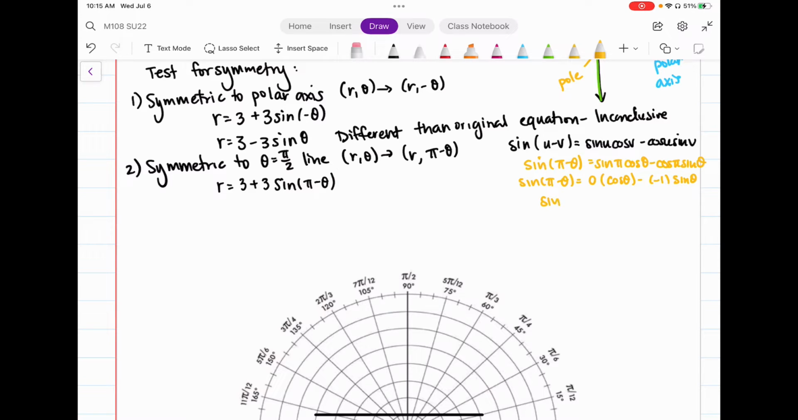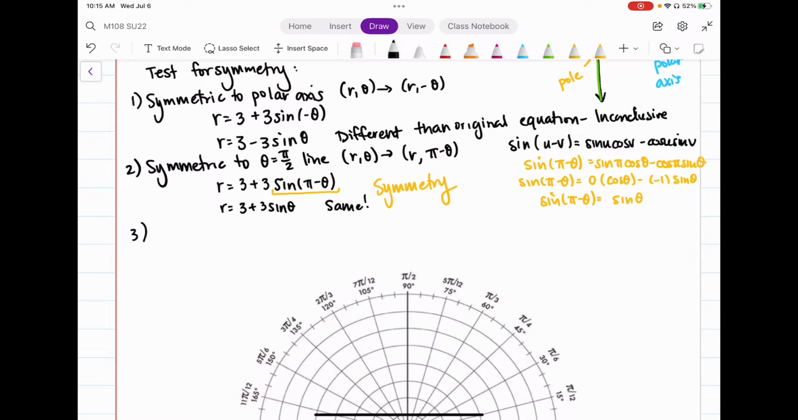When we simplify then, 0 times cosine is 0. A negative minus 1 becomes plus 1 times sine theta, which is just sine theta. I can then replace the sine of pi minus theta with sine of theta. So I have r equals 3 plus 3 sine of theta. And that is the original equation. So we have symmetry with respect to the theta equals pi over 2 line.